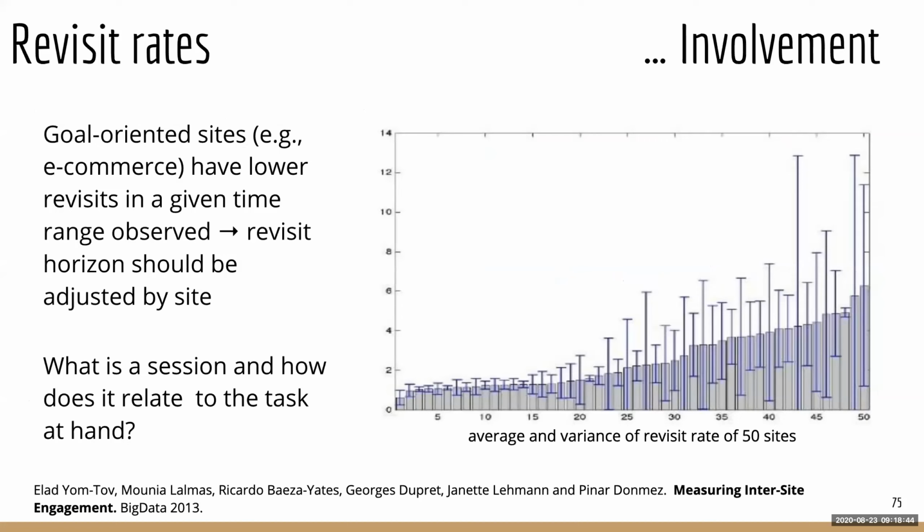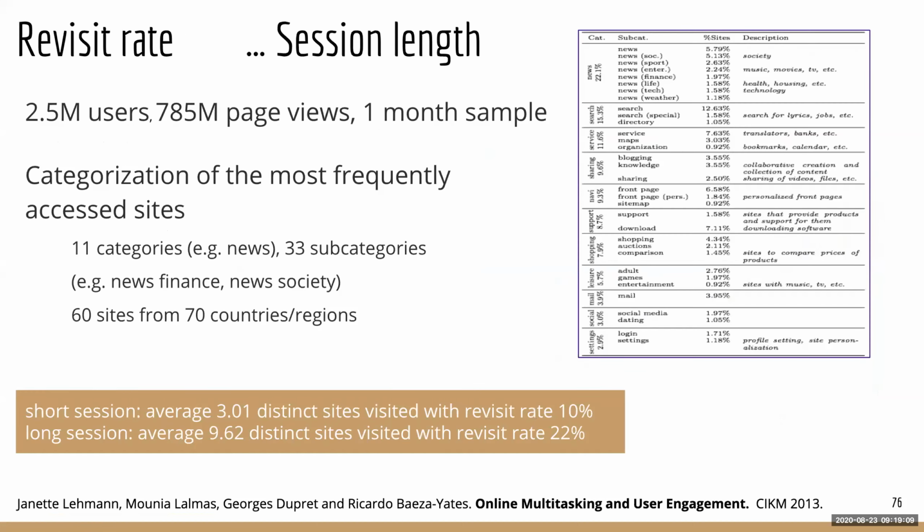We look at revisit rate. This is in the context of 50 sites from our time at Yahoo. For example, goal-oriented sites have lower revisit rates in a given time because you have a goal, you do it, and that's it, compared to more kind of hub things. Again, the revisit rate has to do with the notion of a session and the notion of a task. And I want to say a little bit more about the work we have done into that.